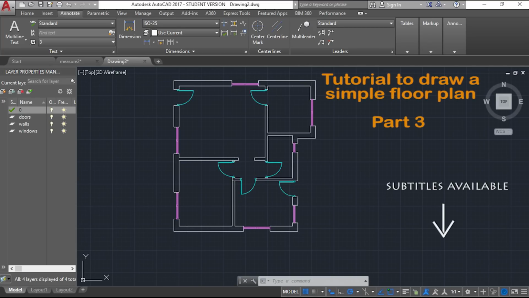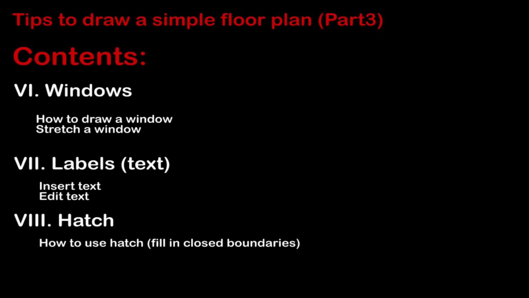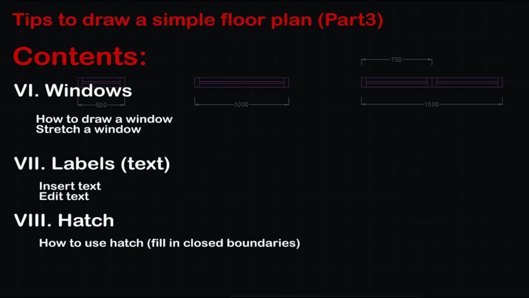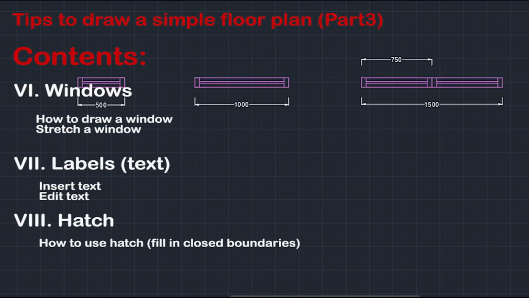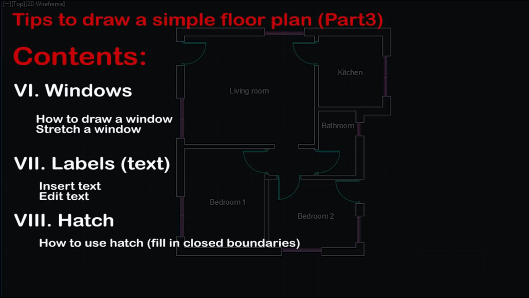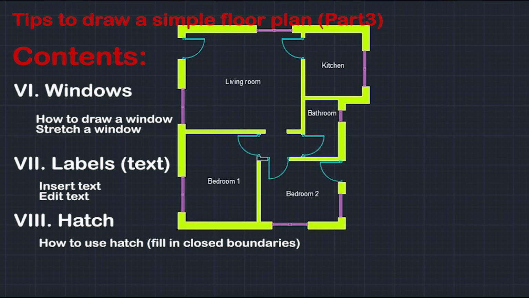Hi guys! This is the third part of the tutorial to draw a simple floor plan. In the previous video, we learned to create and insert doors, and this time I will teach you a method that helps a lot in drawing windows with different lengths. After that, I will show you how to insert labels on a floor plan, and finally, how to fill enclosed areas with colors, like in this example.